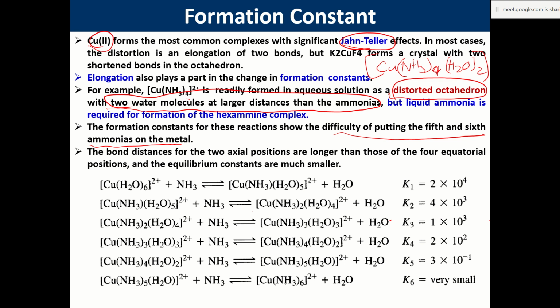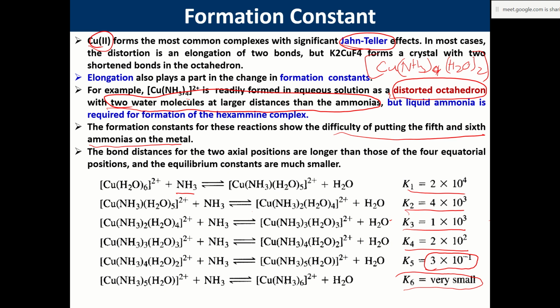In water, imagine you are performing this experiment in an aqueous system as you do normally. You start adding ammonia: K1, K2, K3, gradually decreasing, K4, and you see the values here. All these are greater than 1. The fifth one is 3 into 10 to the power minus 1. The K6 is very, very small. So 3 into 10 to the power minus 1 means you are talking about a very small value.